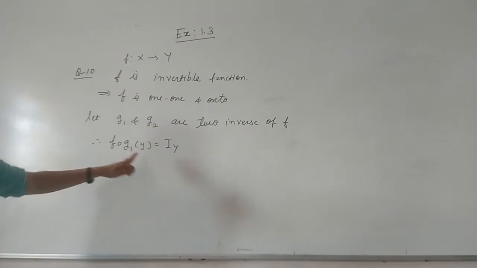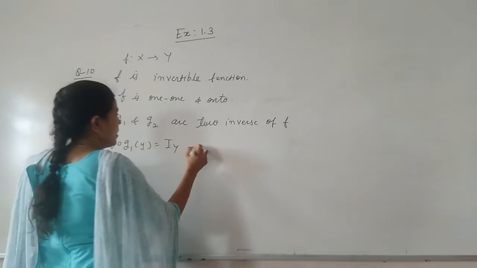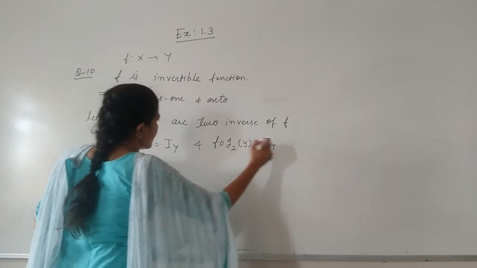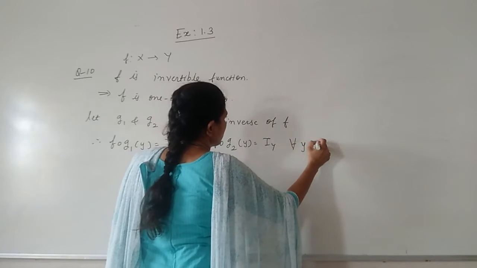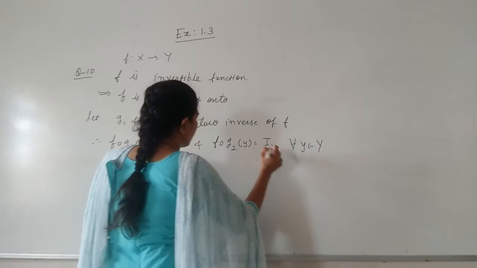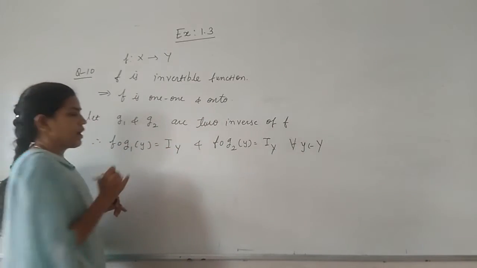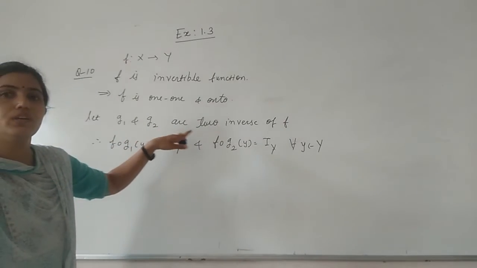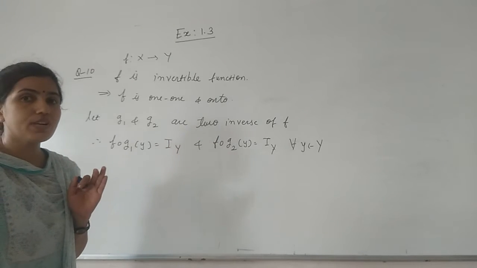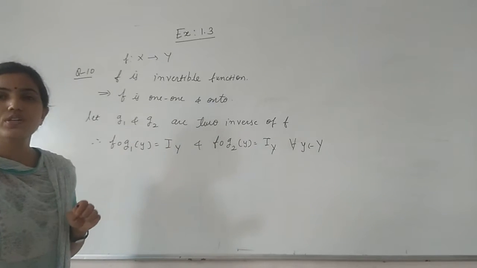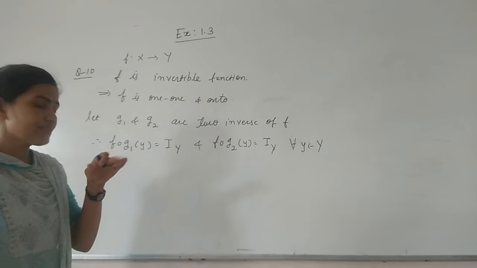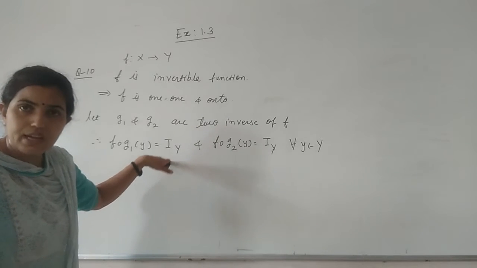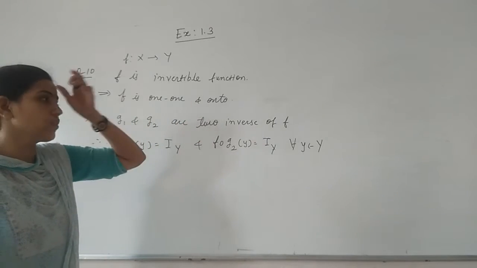So f composition G1 of y is equal to identity on y, and similarly f composition G2 of y is equal to identity on y, for all y belongs to capital Y. This is because G1 and G2 are the inverses. So we have the definition of an invertible function: if f is the inverse of g, if g is the inverse of f, then f composition g is identity on Y and g composition f is identity on X.